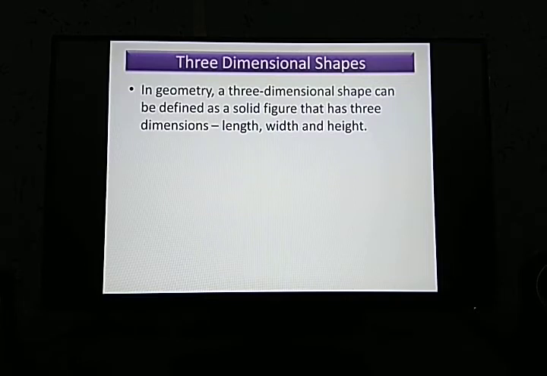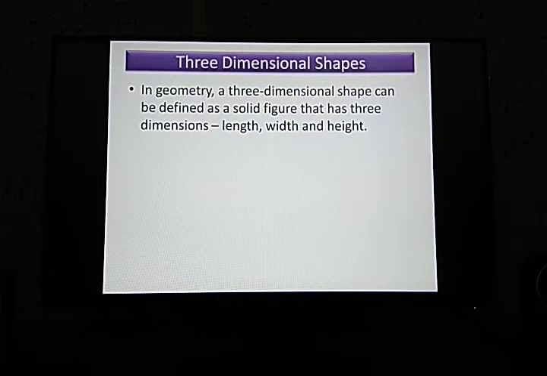Why are they called three-dimensional? Because there are three dimensions. They are length, width and height. Width means the breadth. So any solid figure, it has to be a solid figure, not a hollow one. If there is any solid figure which has all these dimensions, length, width and height, then they are called solid three-dimensional shapes.